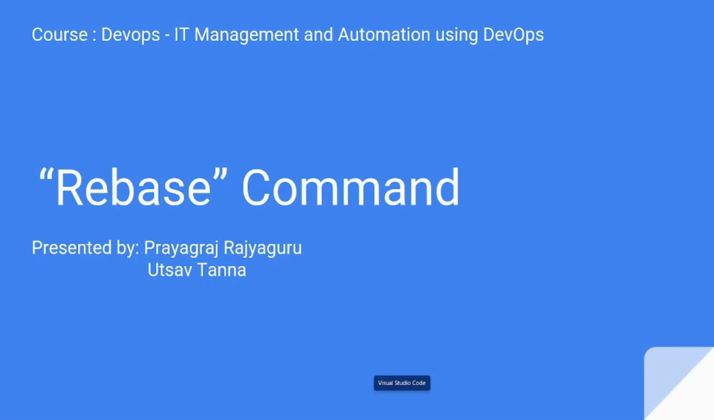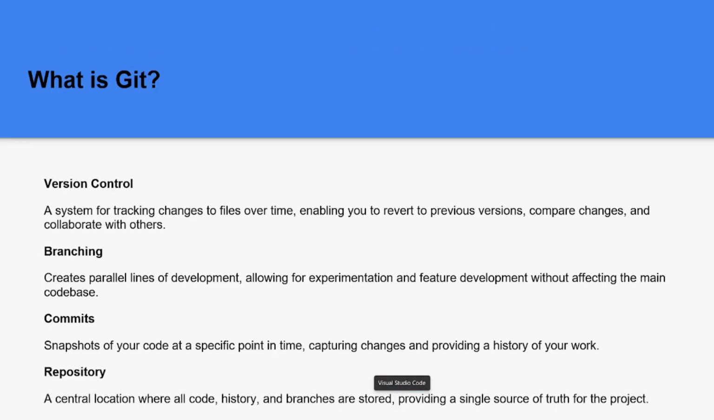Today we are going to illustrate to you examples of the Git rebase command. What is Git? Git is a system for tracking changes to files over time, enabling you to revert to previous versions, compare changes, and collaborate with others.